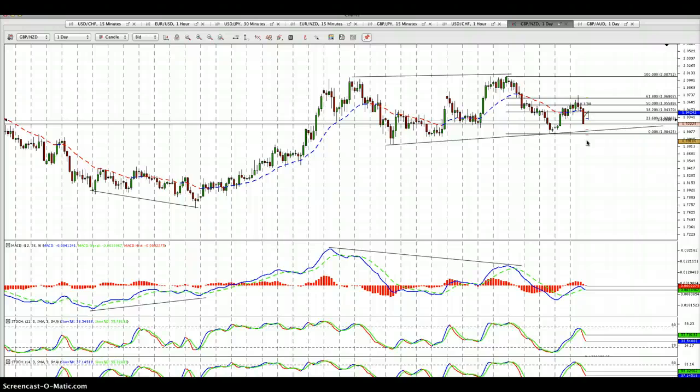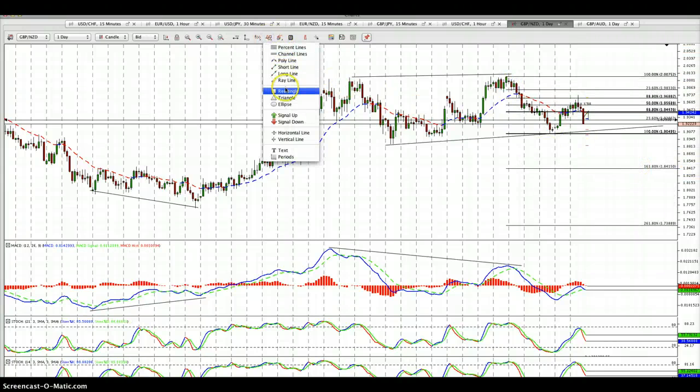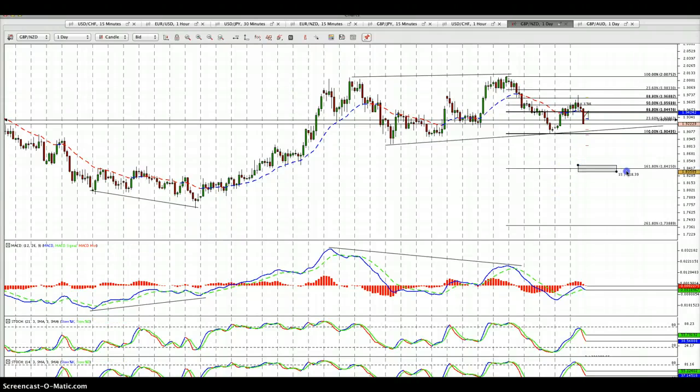But the next, let me see, the target would be, what I would do is draw a fib from this swing low to the swing high. And these are the targets right here, 184.15 and down here 173.88.